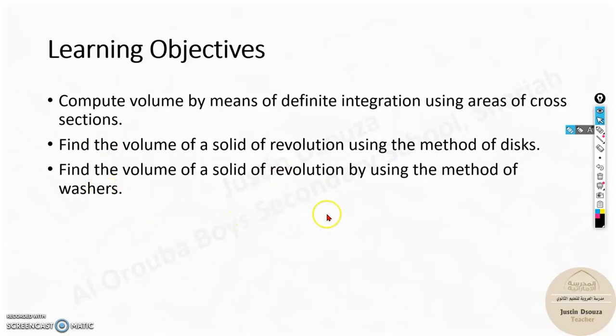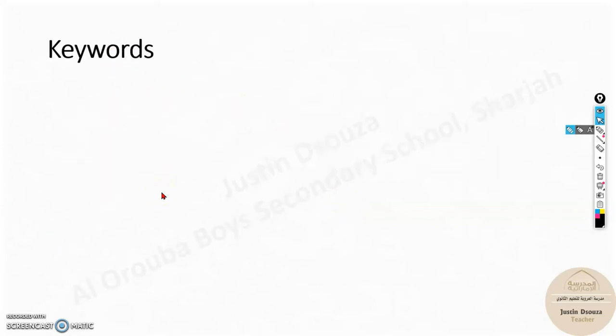Please watch the videos in continuity. After the first video, go to the next. Don't jump the videos, because you need the information and the knowledge of the previous video to understand the next one. So please watch all the videos in this lesson and you will be thorough with all the three objectives. The keywords in this lesson are volume, slicing, washes, discs. You will come across these.